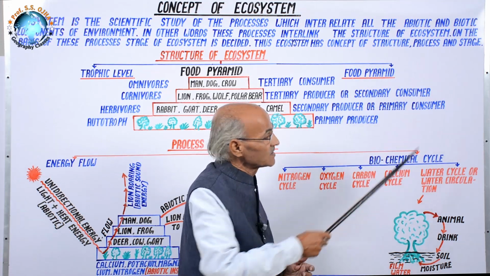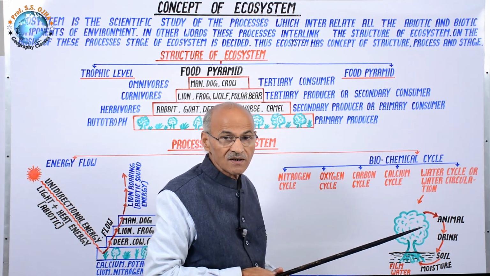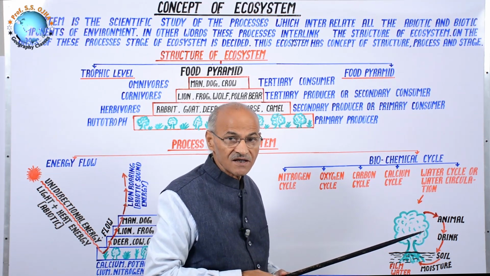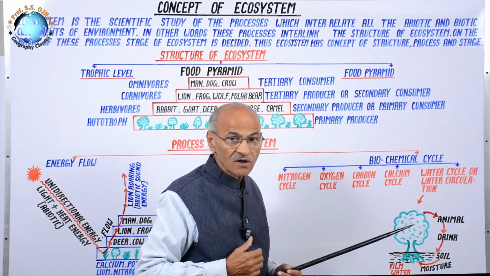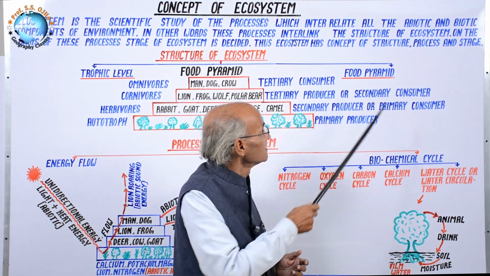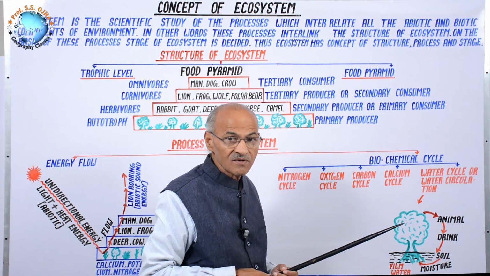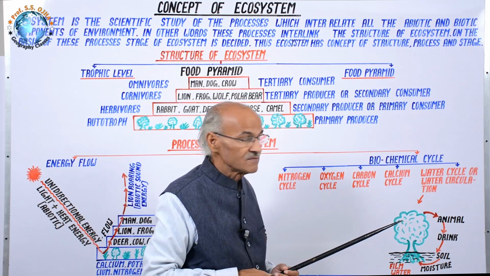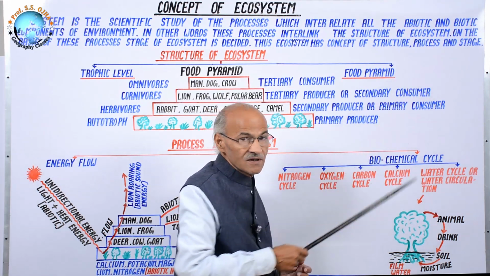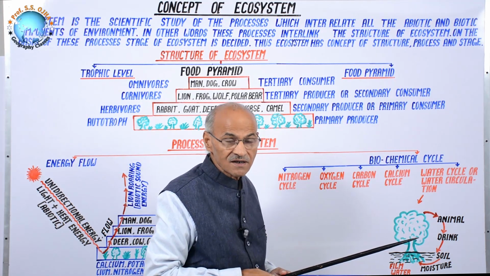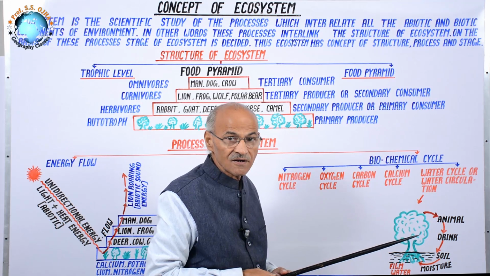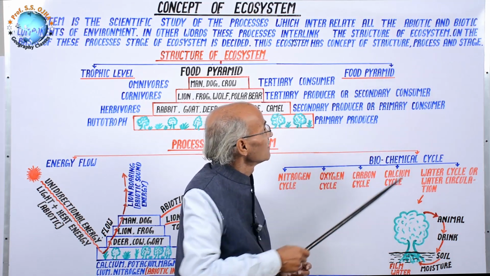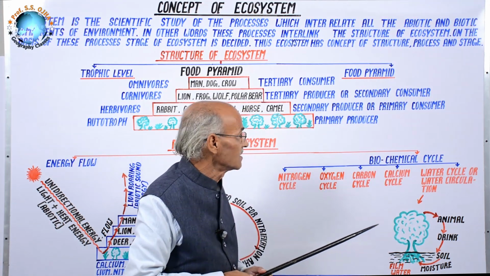And this structure, process, and stage concept may be applied in human life, in our physiology, because our body has some structure, means head, body, legs, and hands, and these structures are interlinked with processes, means different systems like the food system, nervous system, etc. And on the basis of that process, we can study the stage of this body, means child, mature, and old stage. In the same way, in ecosystem, this concept of structure, process, and stage can be applied.